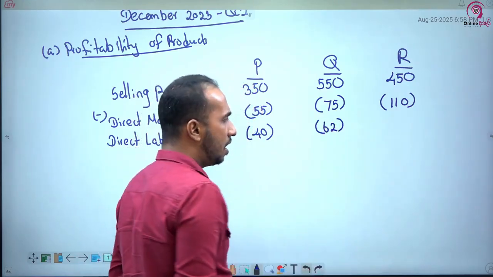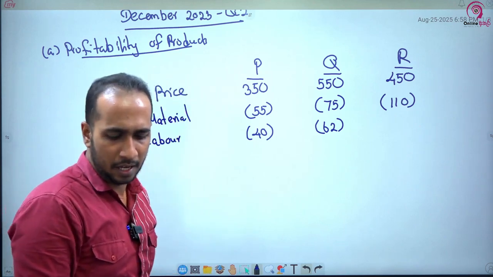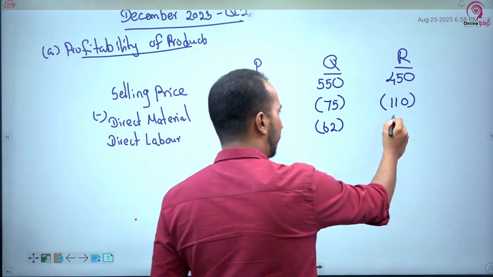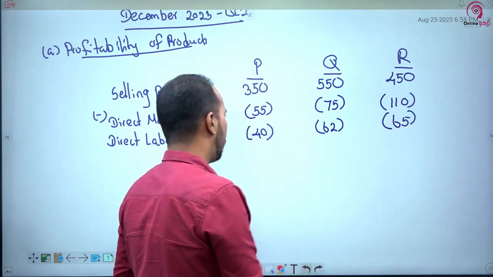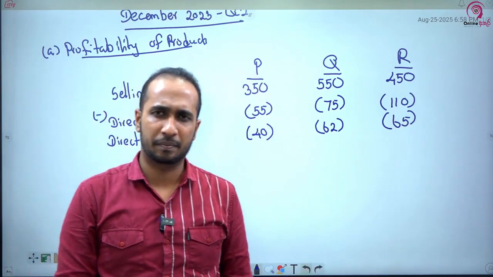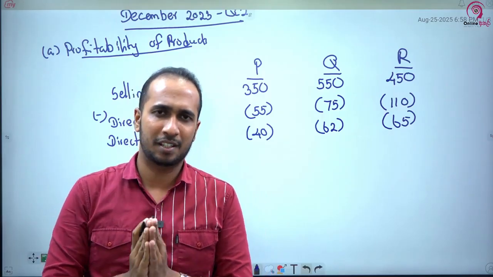And for product R, it is 65 rupees. So those are the direct labor cost. It has also been provided. Direct material cost is there. Direct labor cost is there.